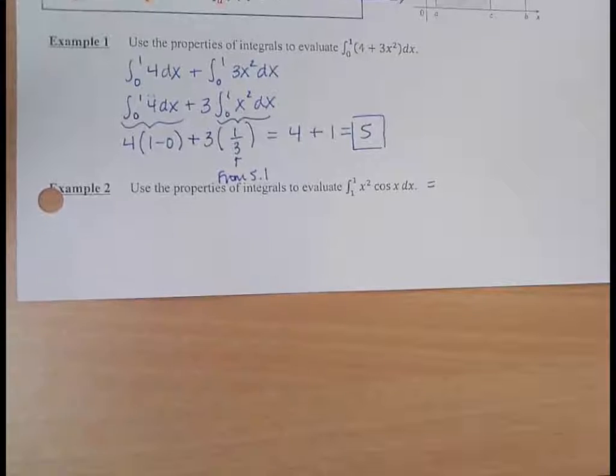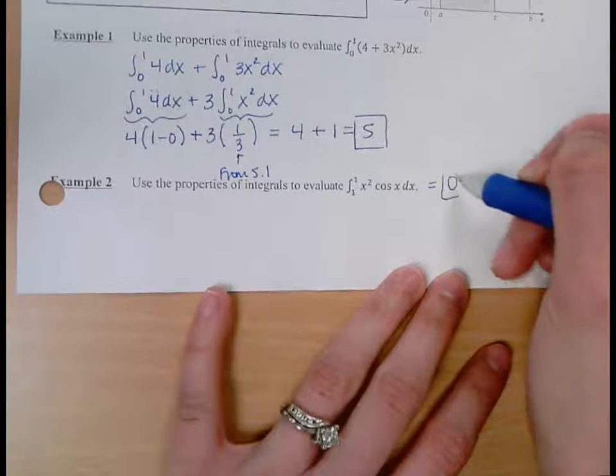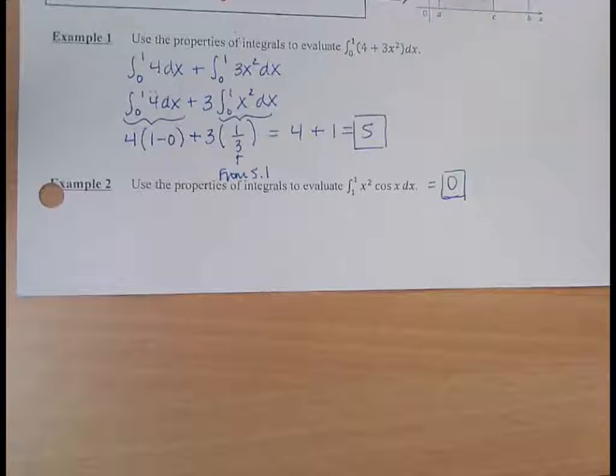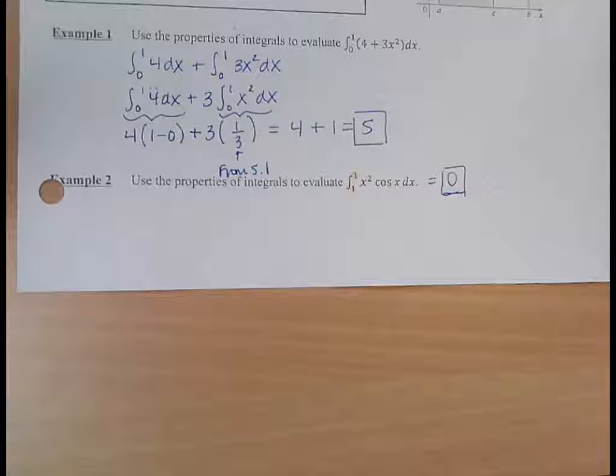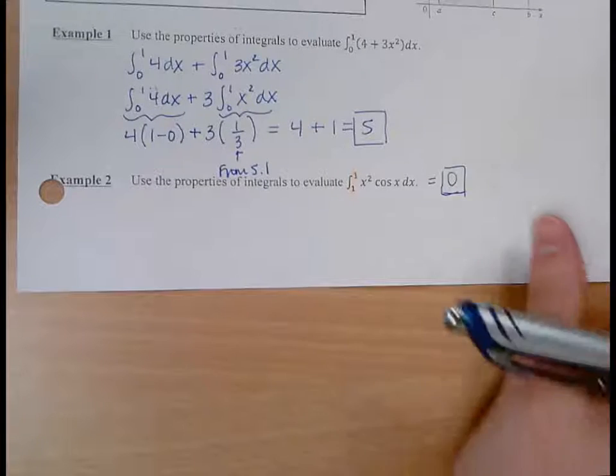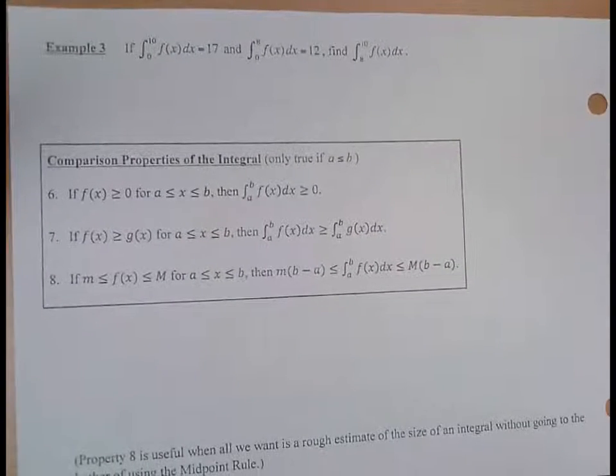Using the properties above, what would the integral from 1 to 1 of x squared cosine of x dx be? 0. The interval 1 to 1 means there's no area. It would just be a point, or no, it'd be a line. Yeah, a line segment. All right, and then example 3.